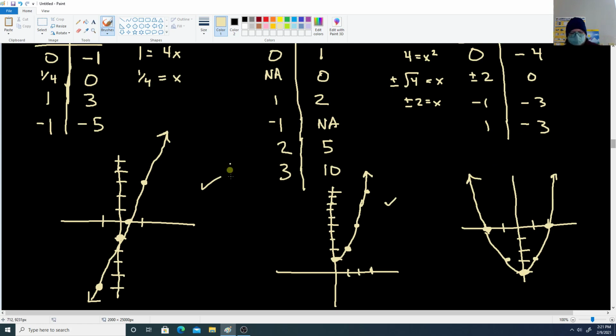So that basically finishes up section 2.1. Stop there and get 2.2 in a little while.